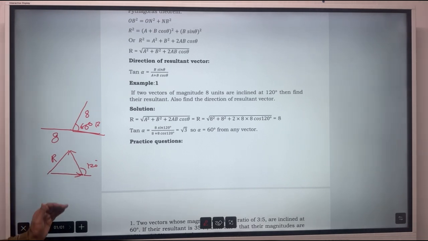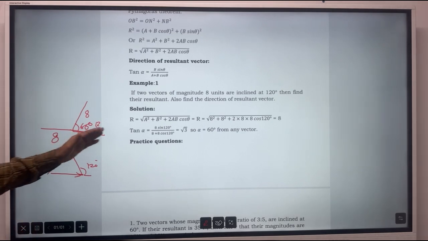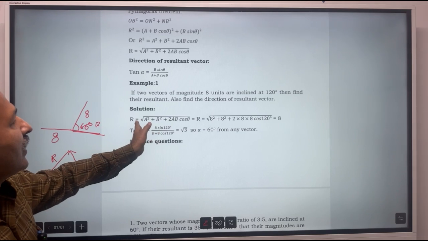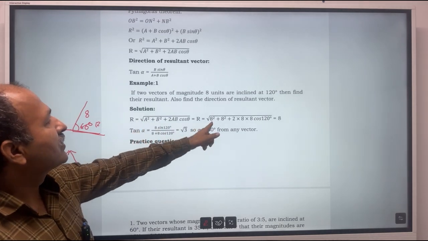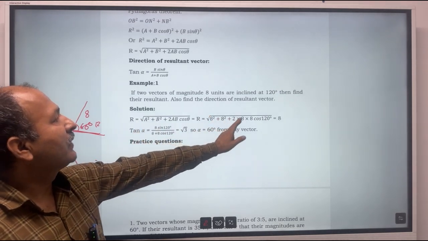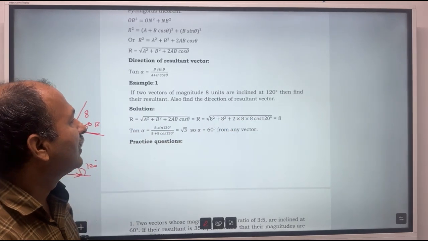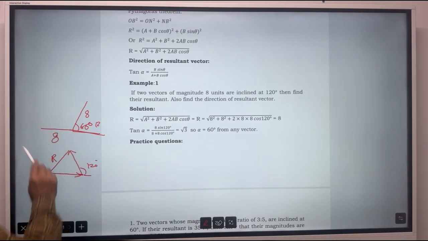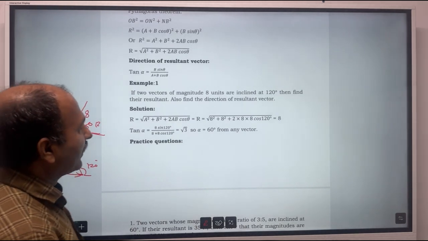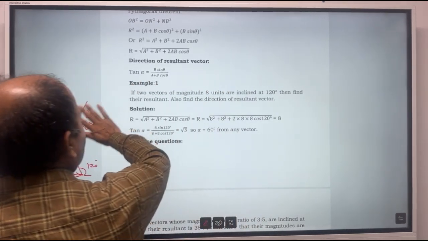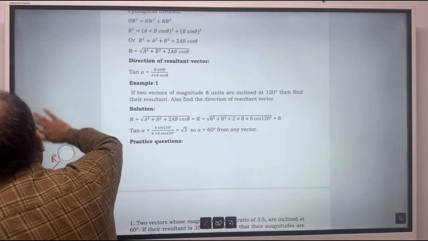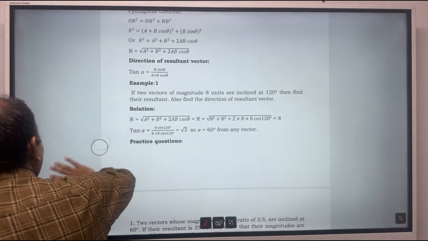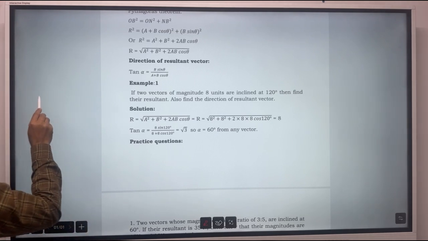It is simple. We can write the formula as we know, the square root of a square plus b square plus 2ab cos theta. Here a is 8, b is 8, so 8 square plus twice of 8 into 8 cos 120 degrees. And if you remember, cos 120 degrees is the same as what? I'm going to tell you how to get it.